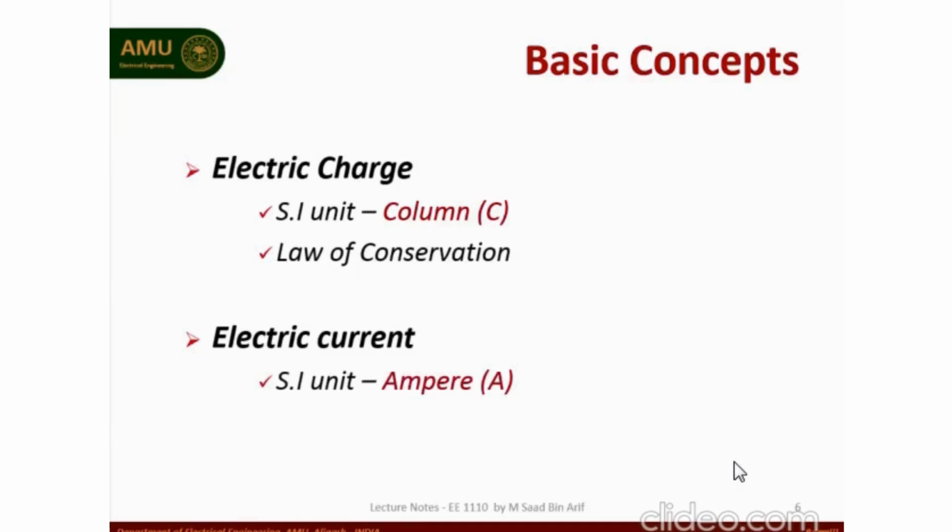Now let us have a look at the SI unit of electric current. The SI unit of electric current is ampere, and it is symbolically represented by capital letter A. If we want to define 1 ampere, then we can say that when a 1 coulomb charge passes through 1 meter square area in 1 second, then the electric current is equal to 1 ampere. Just like the unit coulomb, ampere is also named after the French scientist Andre Ampere.